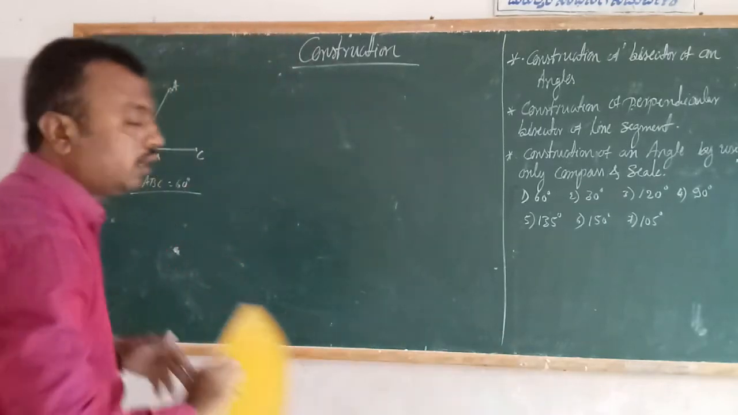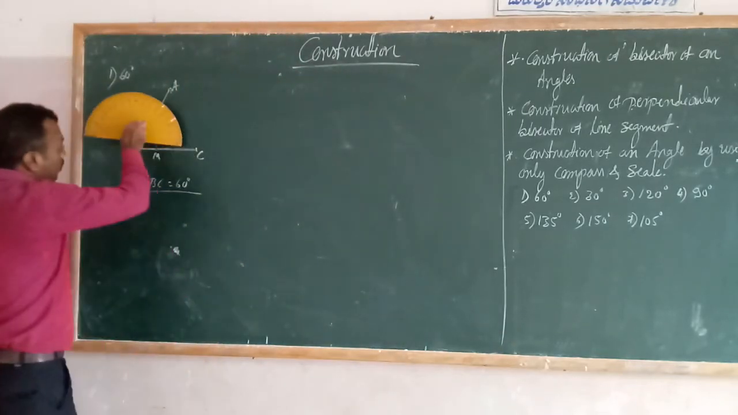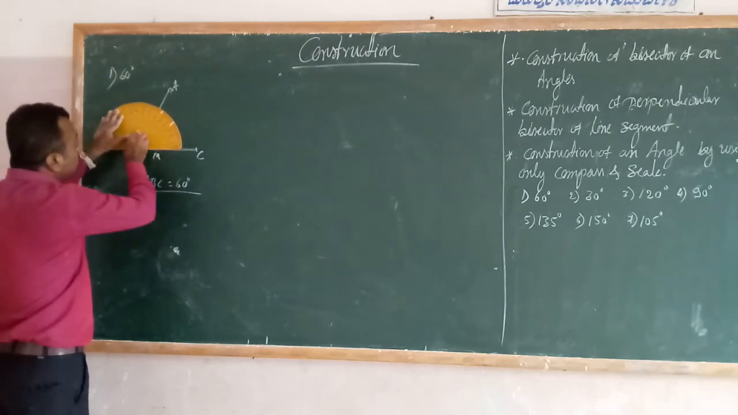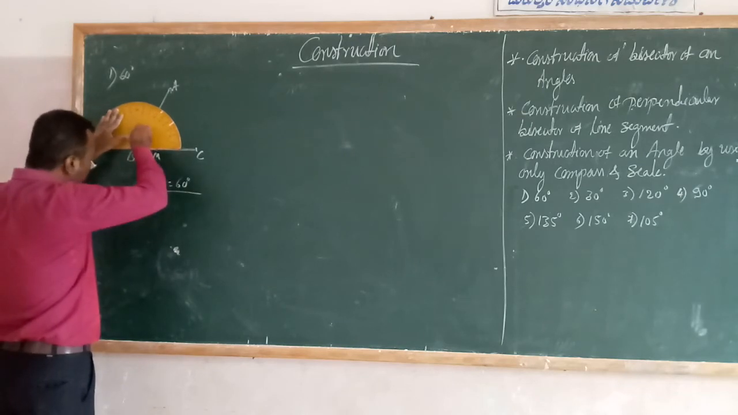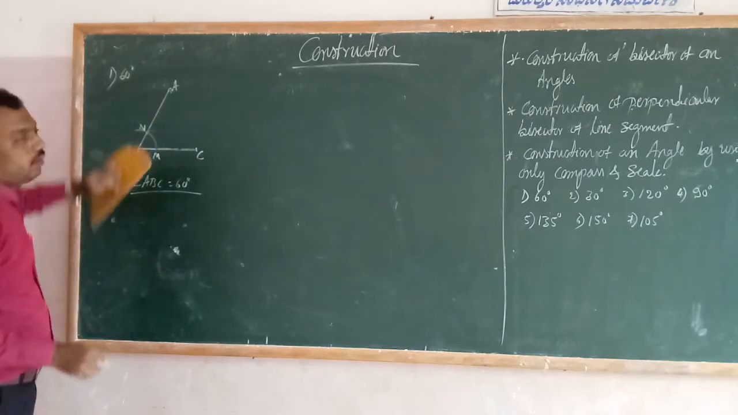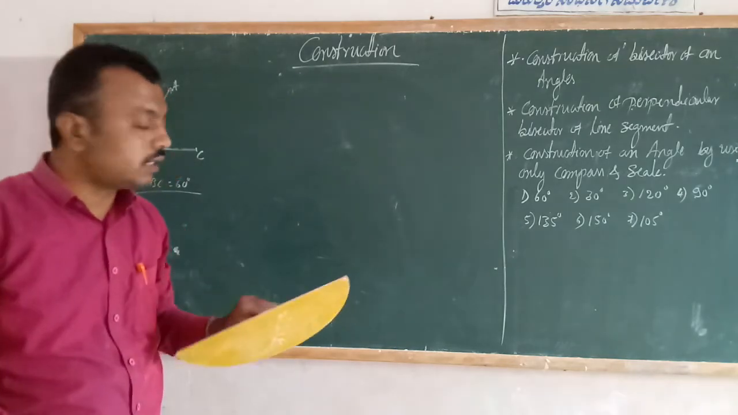So let me check it in the protractor. Keep on the point B. You know already how to measure from the protractor. See. Yes, this is 60 degree. Okay. So likewise, you have to construct the angle 60 degree.